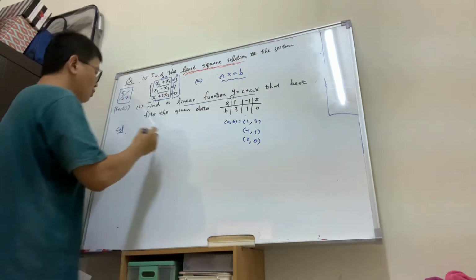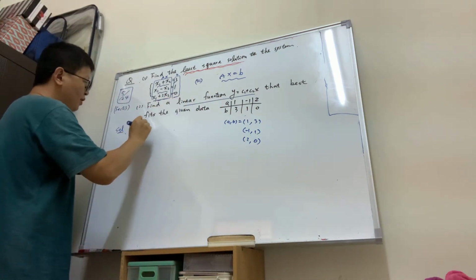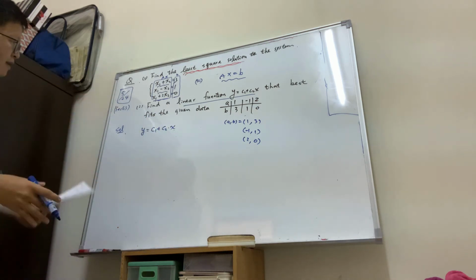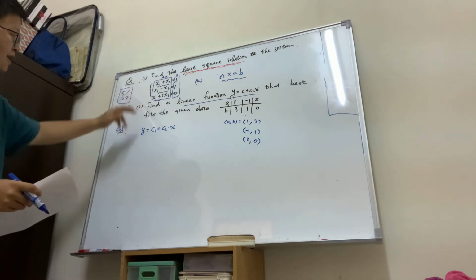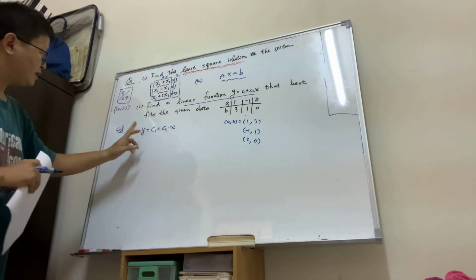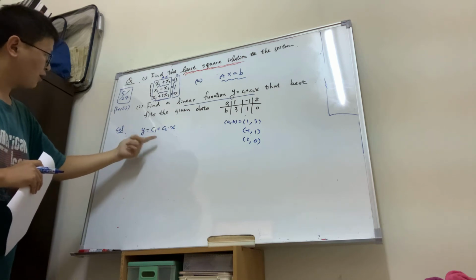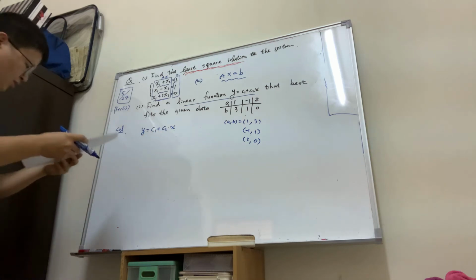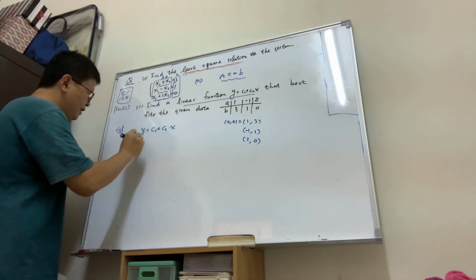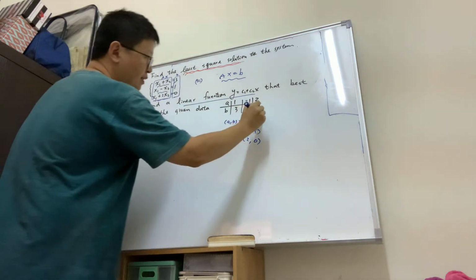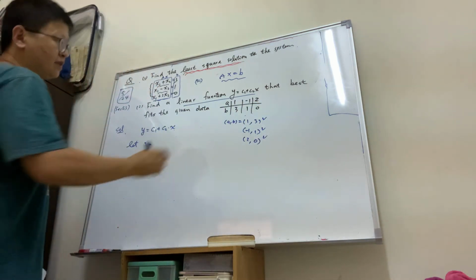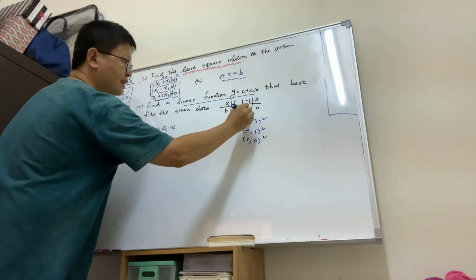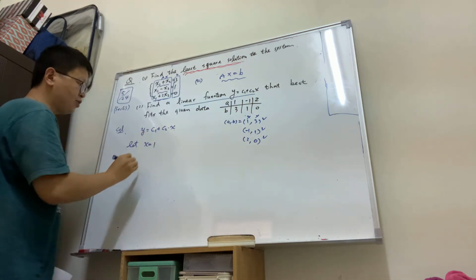So the function we want to figure out is y equals c1 plus c2 x. Okay, so I explain how to connect these two questions. This function is what we want, but we don't know the constants c1 and c2, so we want to figure them out. For the data we have three pairs, and the first one has x equals 1.